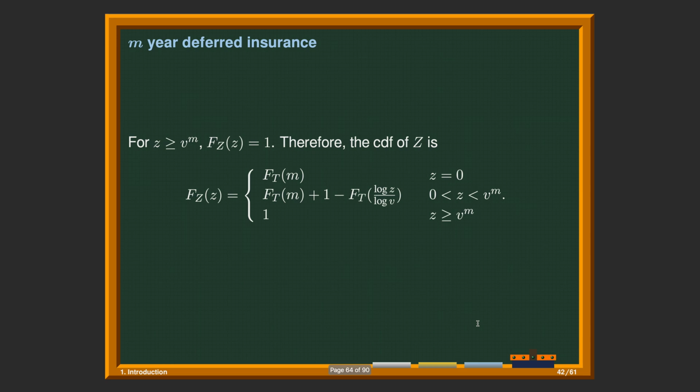Okay? And so, if you want to have the complete expression now, the CDF will take the following form. When z is exactly 0, the CDF is the CDF of t evaluated at m. And if z is between 0 and v to the m, it's this expression which we had in the previous slide. And when z is greater than v to the m, the CDF is going to be 1. Okay?